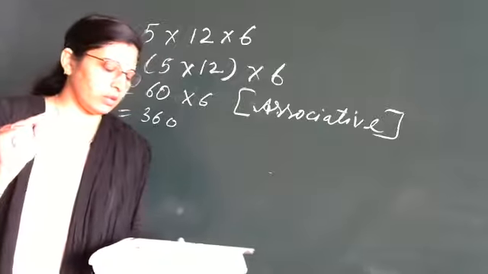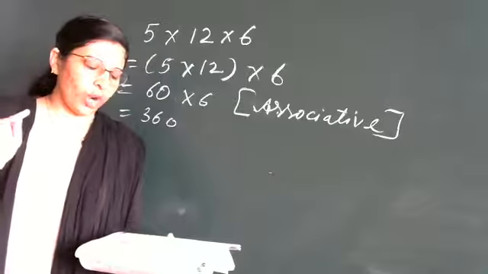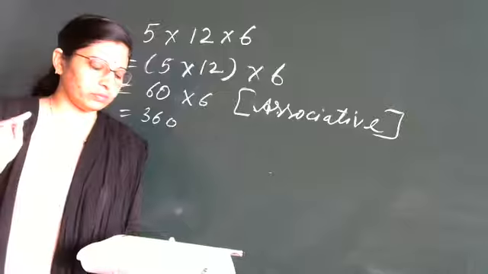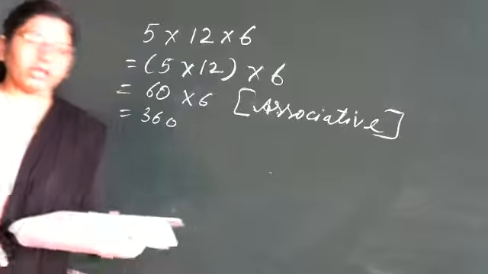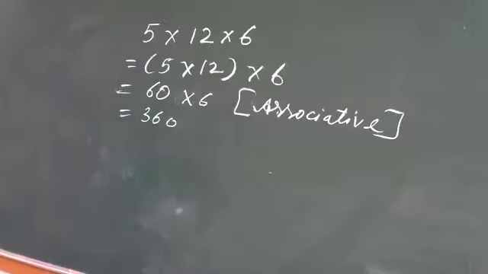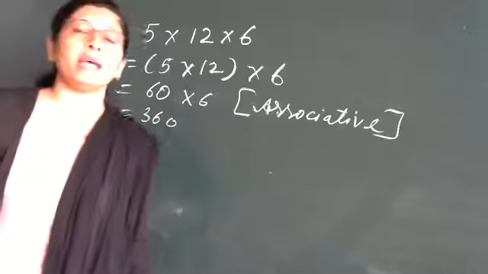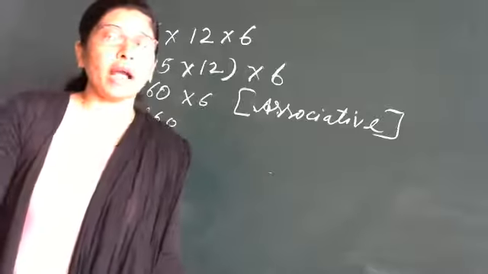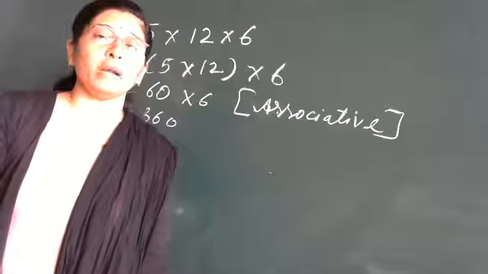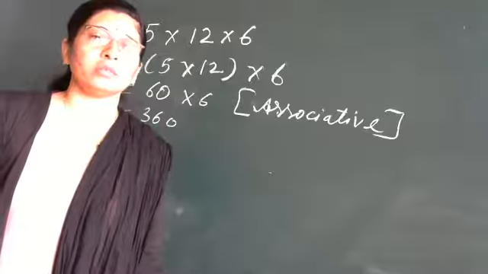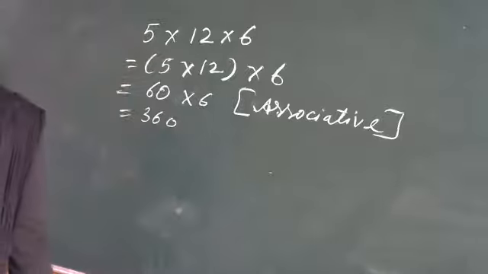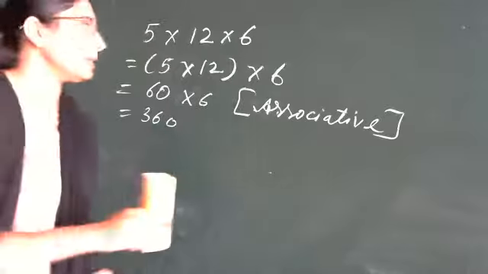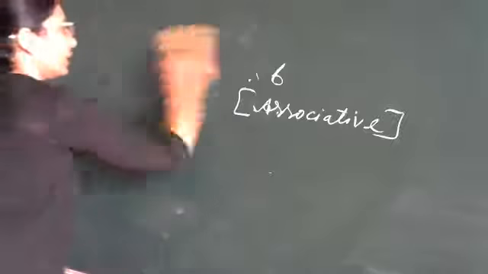Commutative property of what? Yes, multiplication. But here 5 into 1 is there. So it can be identity property, no? Multiplication with 1. Yes, it is multiplicative identity. Okay, you can match there. Multiplicative identity.